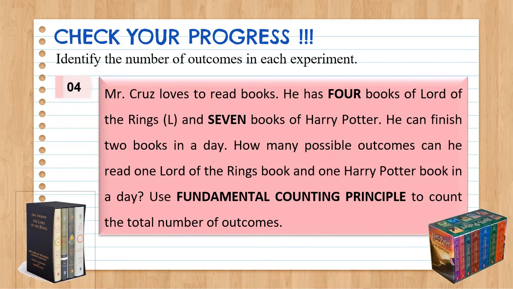And last one, Mr. Cruz loves to read books. He has 4 books of Lord of the Rings and 7 books of Harry Potter. He can finish 2 books in a day. How many possible outcomes can he have if he reads 1 Lord of the Rings book and 1 Harry Potter book in a day? Use the fundamental counting principle to count the total number of outcomes.